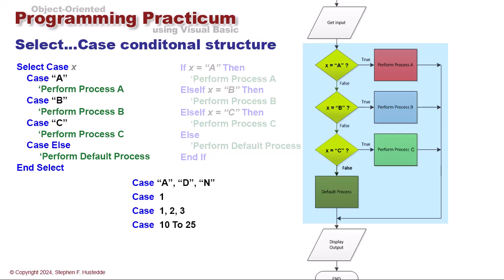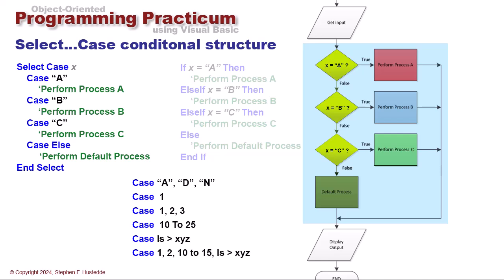We can do a range, case 10 to 25. So if the value of x is 17, that would be a match. Anything between 10 and 25, and that is inclusive. I can also use the keyword is with a Boolean expression. Here, case is greater than xyz. As long as x is a higher value than the variable xyz, we have a match.